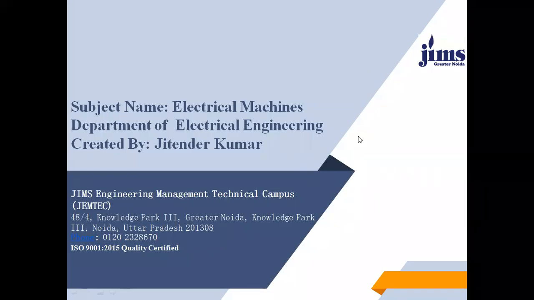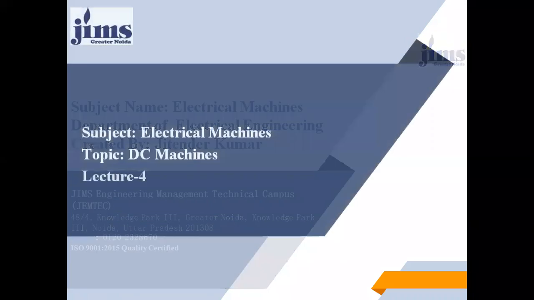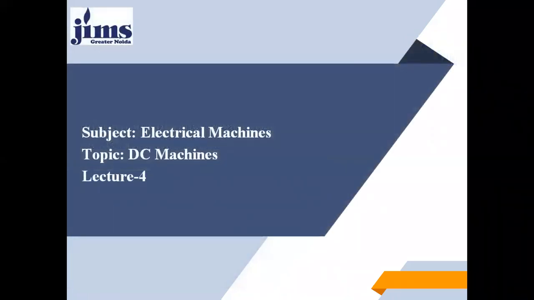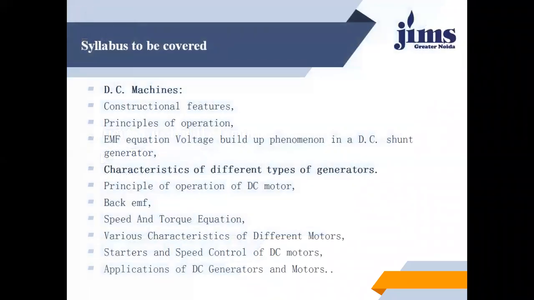I am taking the electrical machines course for mechanical engineers. Under this, we are discussing different types of electrical machines. In continuation of the previous lecture, where we covered the construction features of DC machines, principle of operation, EMF equation, and build-up phenomena in a DC shunt generator, now we are discussing the characteristics of different types of generators.